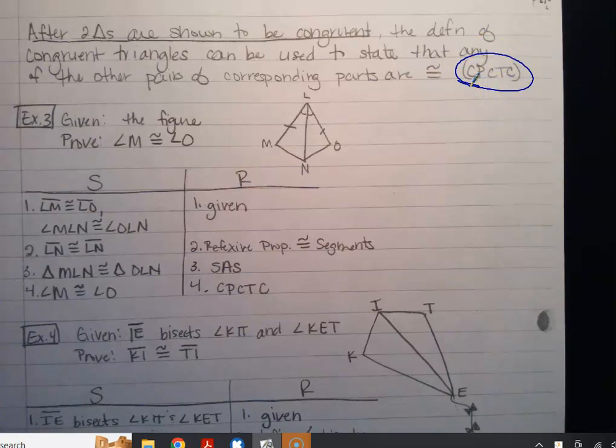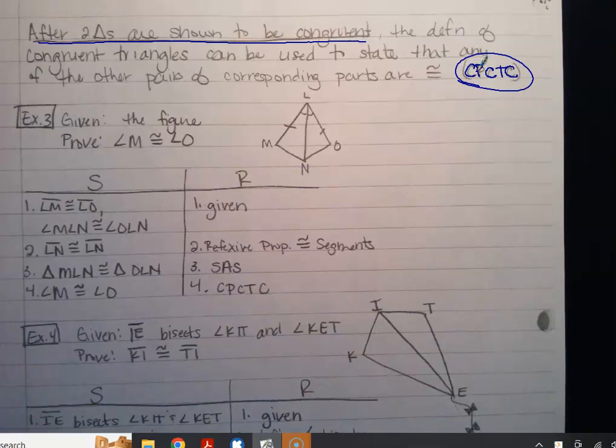CPCTC? Did we talk about that yesterday? Yeah. You're going to want to remember it. Like write it down, highlight it, get a tattoo, whatever you need to do. Because after two triangles are shown to be congruent, like angle, side, angle, we proved them congruent, then we can say, hey, this part is congruent to this part because corresponding parts of congruent triangles are congruent. That's what that means, right? Corresponding parts of congruent triangles are congruent.